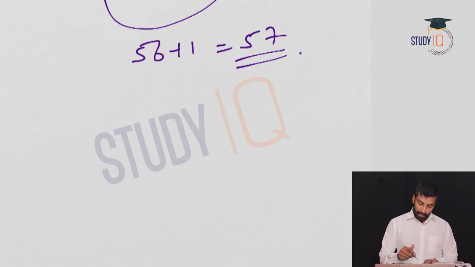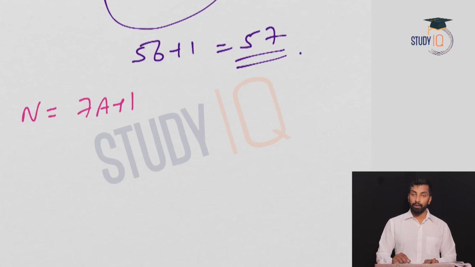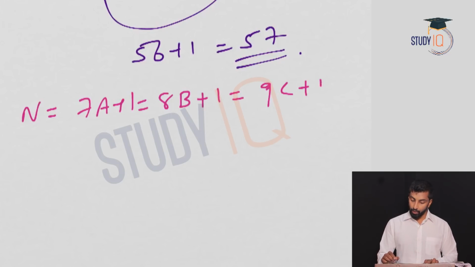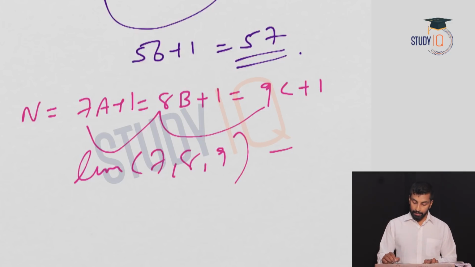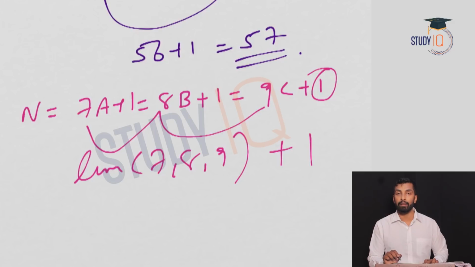So what if I give you a question like a number which when divided by 7 leaves the remainder 1, which when divided by 8 leaves the remainder 1, which when divided by 9 leaves the remainder 1. So here I am giving you 3 divisors, right? Very simple, same method. Here LCM of the 3 divisors, 7, 8, 9 plus 1. Why 1? Because 1 is the remainder. Now let's look at the next type, okay?